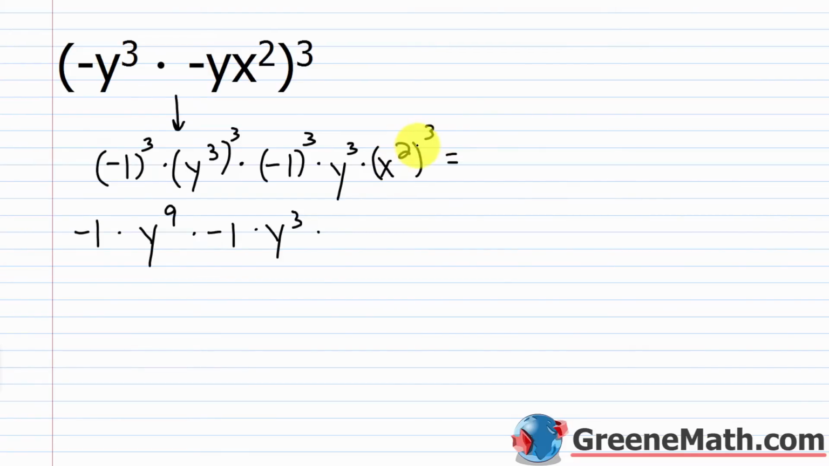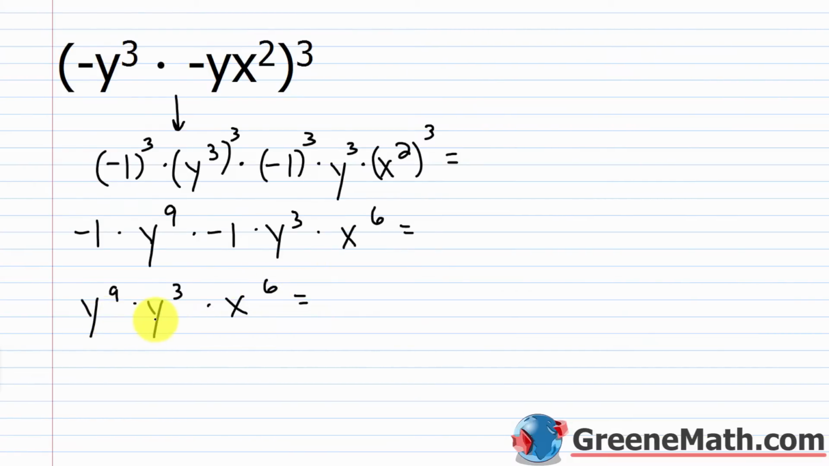So again, power to power rule. So we'll keep x, the base, the same. Multiply the exponents. 2 times 3 is 6. Now, negative 1 times negative 1 is 1. So this whole thing is going to be positive. The next thing is we have y to the 9th power times y cubed, and I know I can simplify that. And then times x to the 6th power.